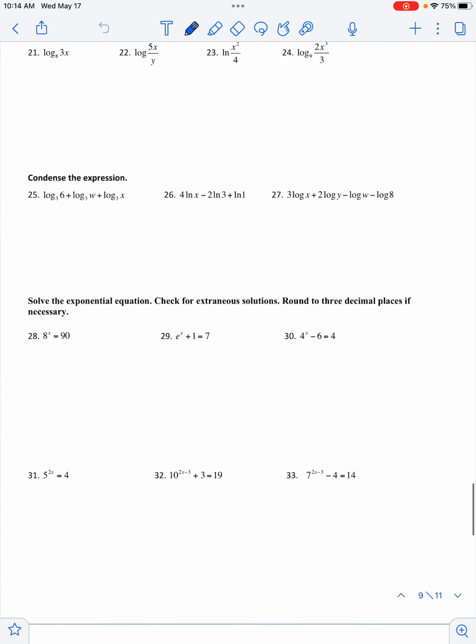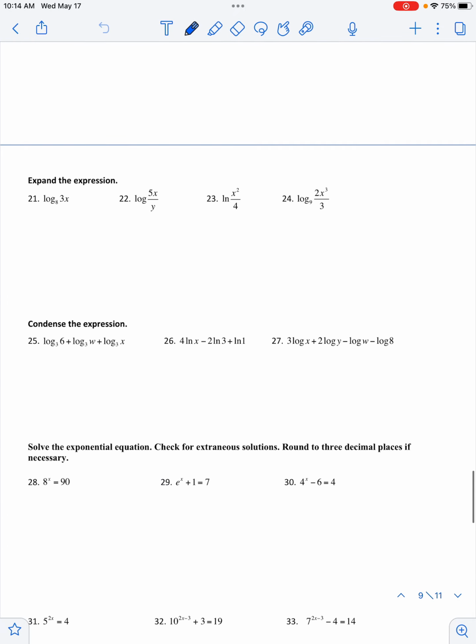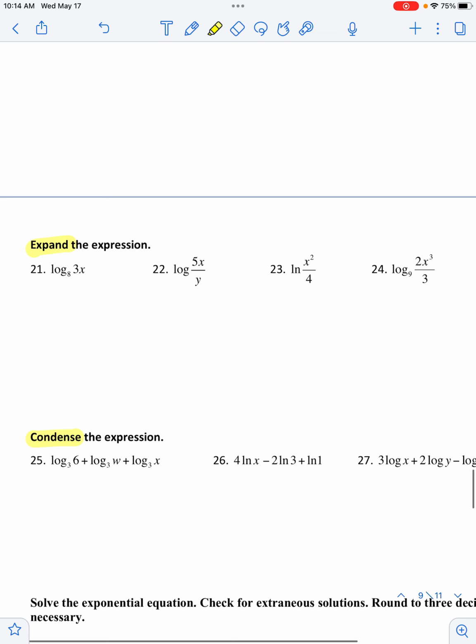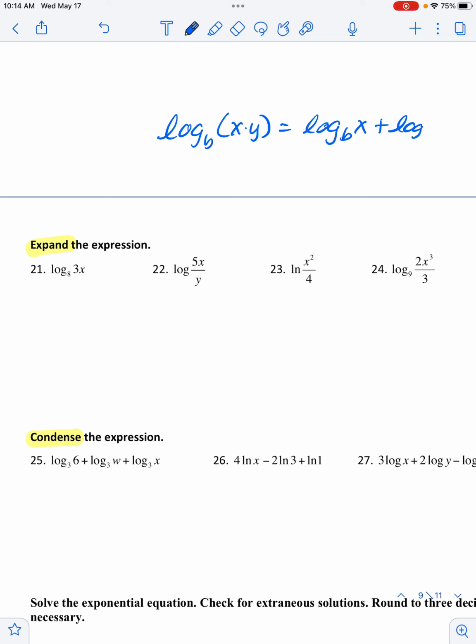All right, let's pick up where I left off last time and get into the next couple things. Expanding and condensing all deal with the same three rules: if you have a log of a base where things are attached by multiplying, you're going to separate them by addition. And if they're separated by addition, you put them together by multiplying. If they're together by division, you separate them with subtraction and vice versa.